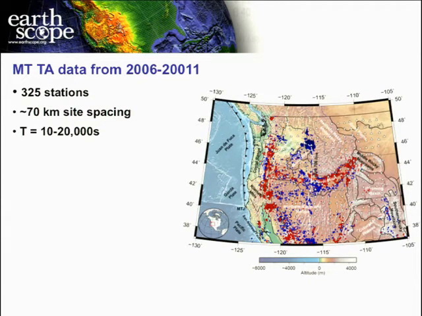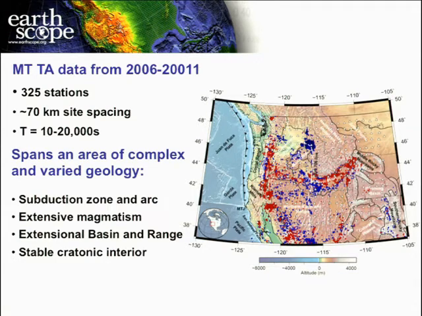the array that I'm going to mostly talk about has 325 stations, 70-kilometer site spacing. This is a tectonic map. The reds and blues are Cenozoic volcanism. And so it spans an area of very complex and varied geology. So it's not like a dense profile across the San Andreas Fault where there's a very large-scale structure. It's very hard to find any kind of 2D profiles out of this.